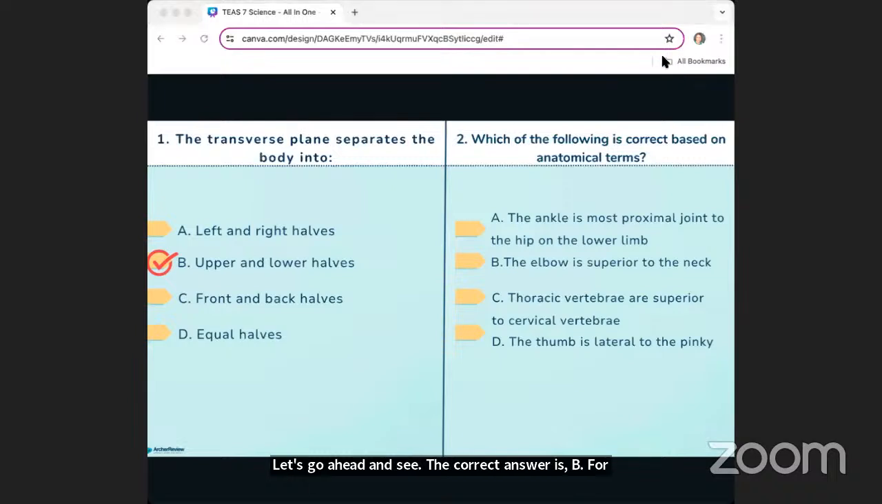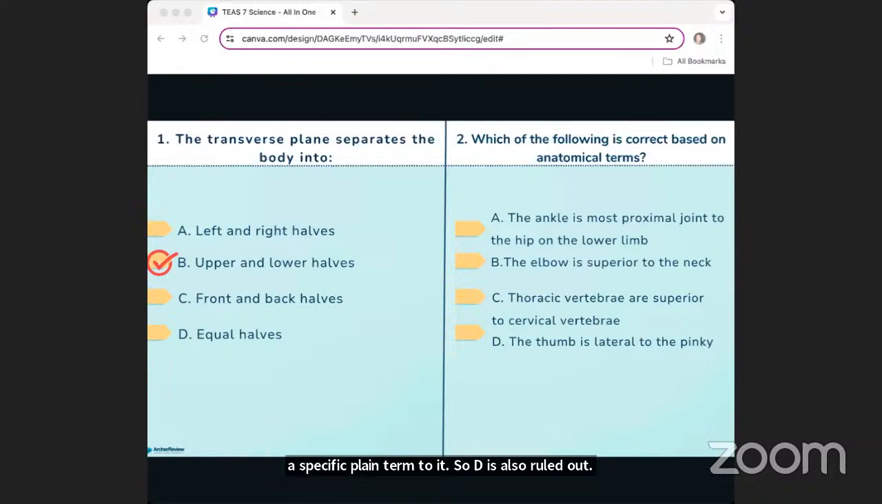The transverse plane separates the body into the upper and lower halves. Option A is incorrect. The left and right halves is the sagittal plane. Option C, the front and back halves. Remember, you hear that word front, like frontal. So that frontal plane is for front and back, but we wanted to figure out transverse plane. So C is incorrect. And D is also incorrect, equal halves. That doesn't have a specific plane term to it. So D is also ruled out.